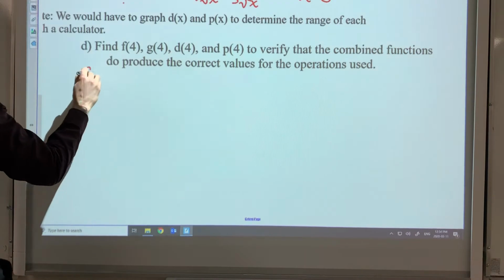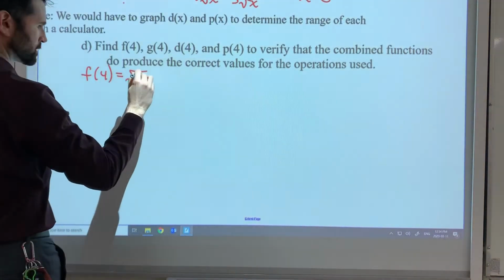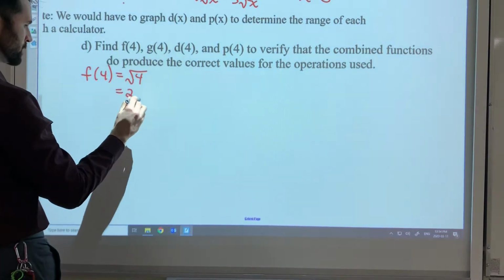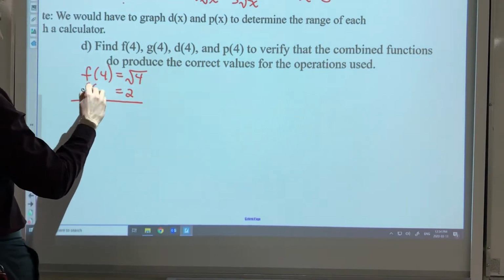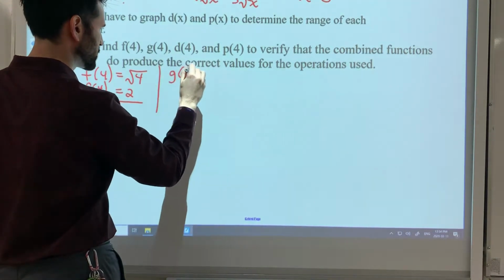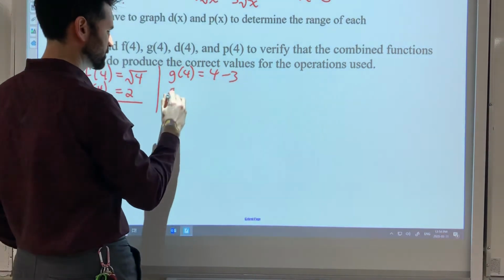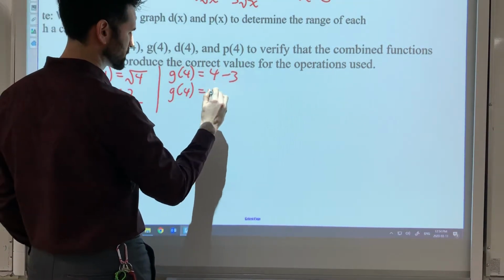So f of 4. Well, f was the square root function, so that's going to be the square root of 4, which is 2. So there's f of 4. What else have we got? We got to figure out g of 4. Well, g of 4, that was the x minus 3 function, so g of 4 looks like it's 1.